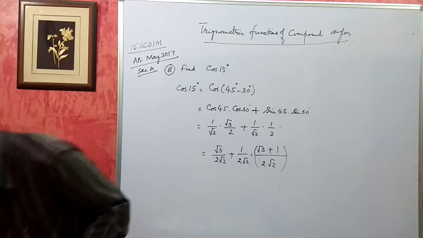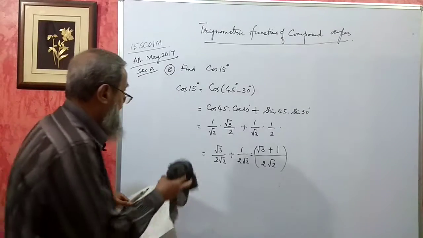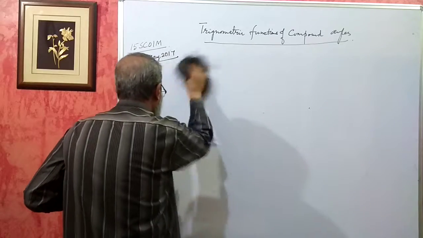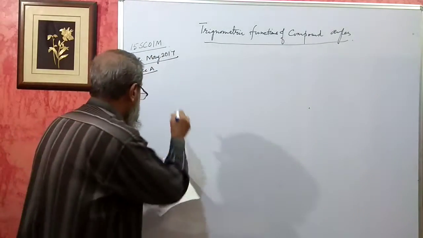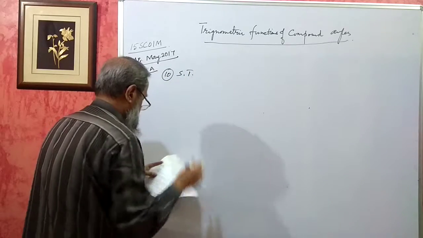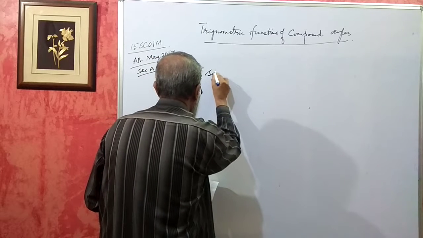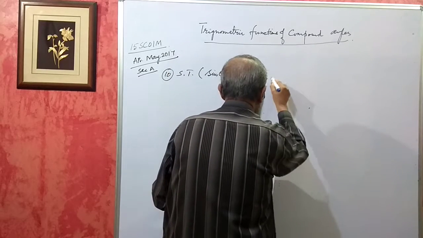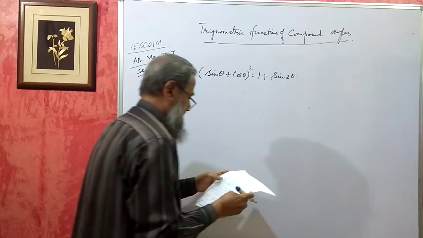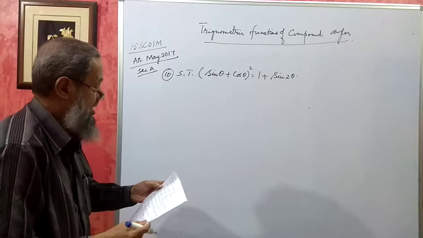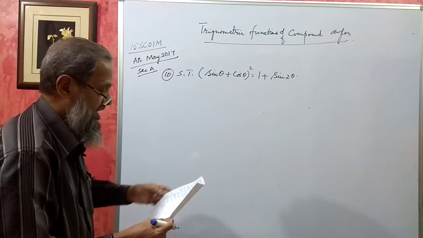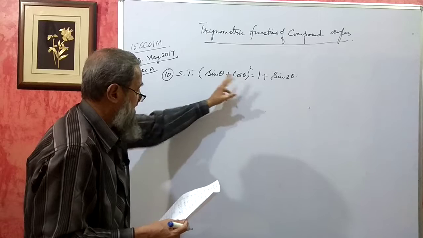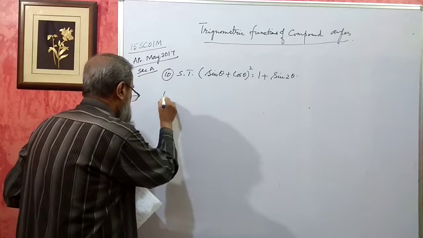Then question number 10. In same section, question number 10. Show that sin theta plus cos theta the whole square is equal to 1 plus sin 2 theta. I think this is repeated. I have done it already in April May 2018, problem number 10. Same problem, only difference is there it was cos theta plus sin theta, now here it is sin theta plus cos theta. We can do it, no problem.